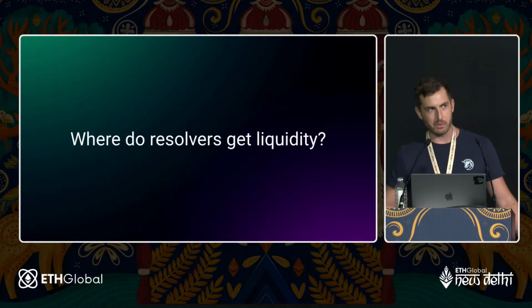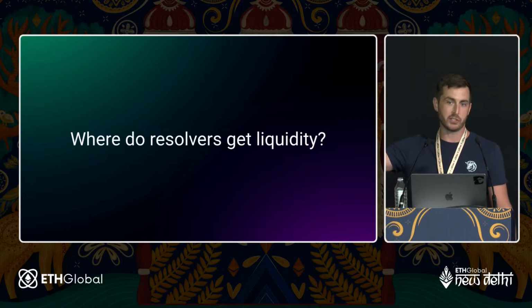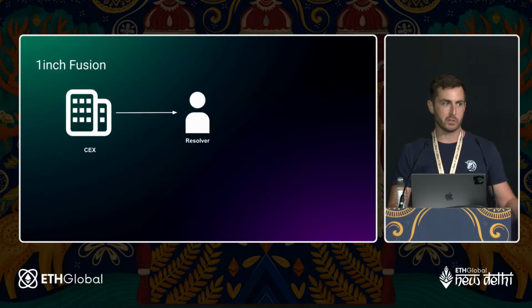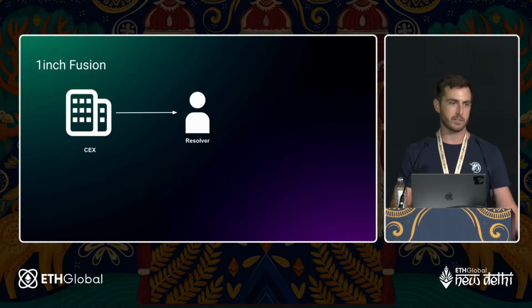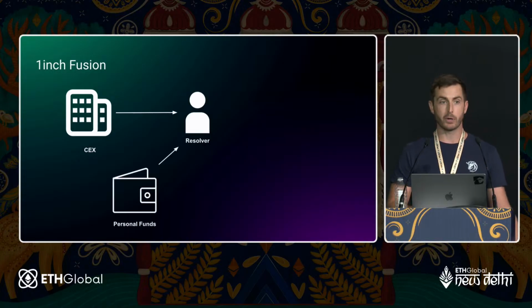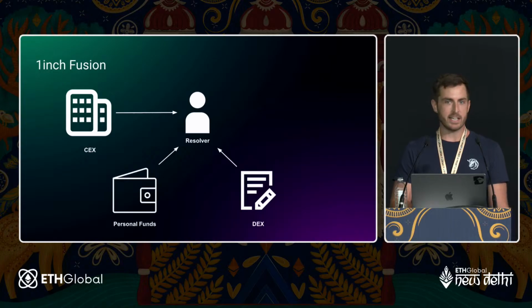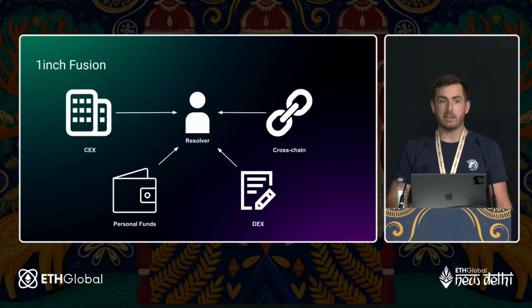So then the next question is, okay, where do the resolvers get the liquidity for this? Because we're looking at spot prices, which could be on or off chain, and they're filling things above market rate, right? Well, this is the really cool part: resolvers can source liquidity from literally anywhere. They can fill the trade and then settle it on the back end however they want. They could be sourcing liquidity from a centralized exchange like Binance or Coinbase. It could be their own personal funds. It could be a DEX also. And it could even be cross-chain.